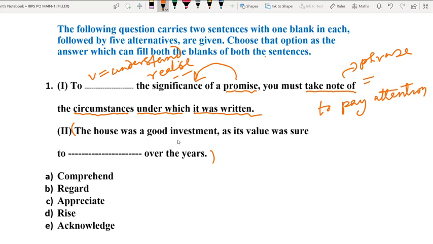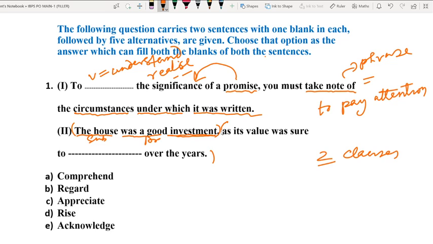The house was a good investment as its value was sure to dash over the years. The second sentence has got two clauses. There are two clauses in the second sentence. The first clause starts with "the house" and it ends here with "good investment". Right? So here "the house" acts as the subject, and the predicate starts from "was" and it ends in "investment". Okay, so this is the predicate.